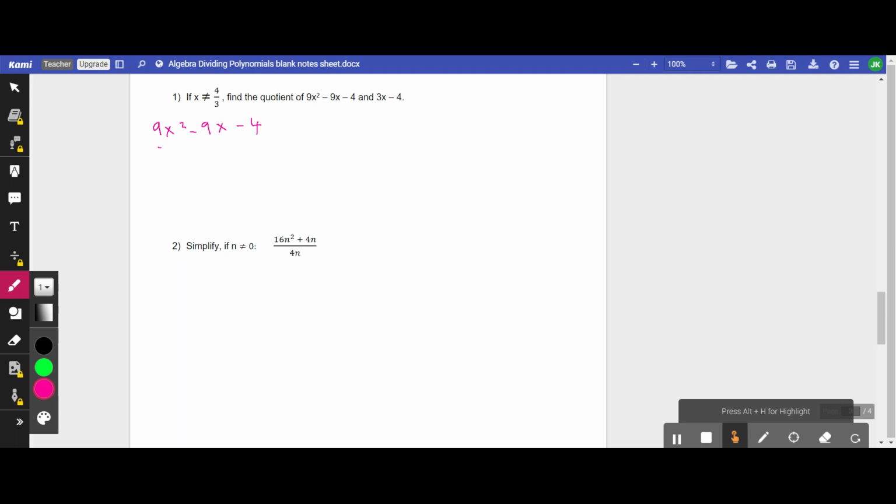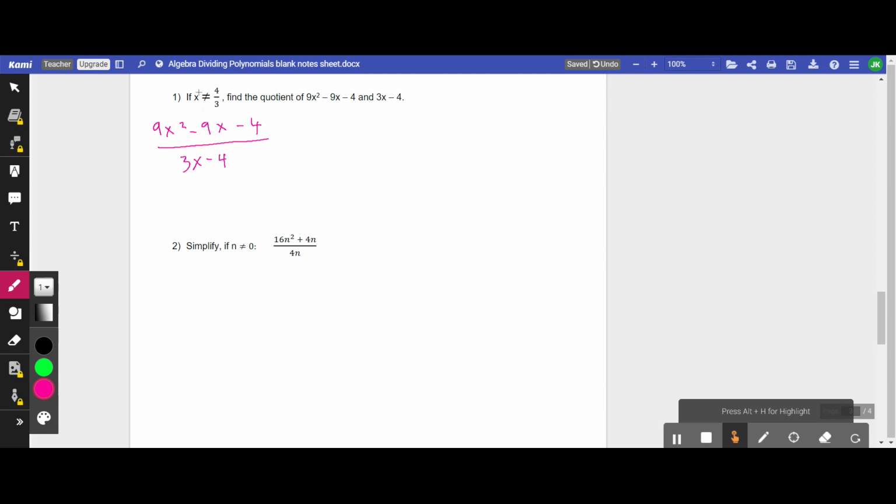So this would be on the top, and then your 3x minus 4 would be on the bottom. And then the reason this says that x is not equal to 4/3 is because if your x were 4/3 there, so 3 times 4/3 would give you 4, and then 4 minus 4 would be 0. So if your x were 4/3, your denominator would be 0, which can't happen because you can't divide by 0.